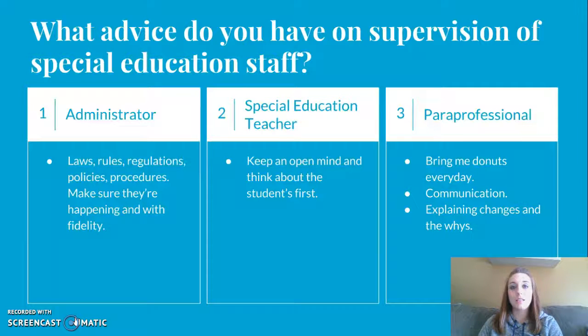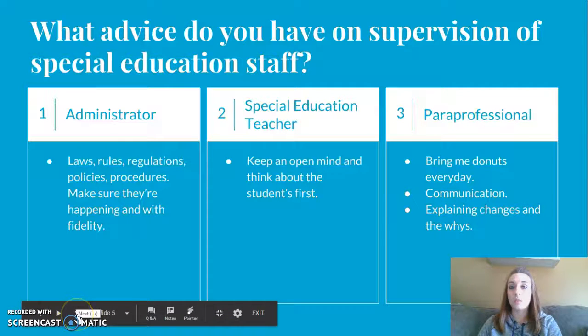Talking about the students' needs, maybe about their home life as things come up that might impact their academics or their behaviors for the day. And then also explain to them the changes, explain the whys. Why am I maybe changing your schedule for the day, or why am I changing it permanently? Just keeping that open line of communication and explaining everything.